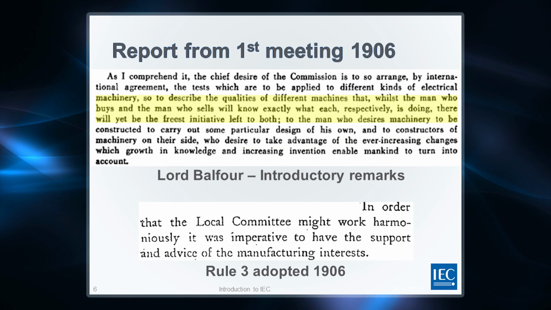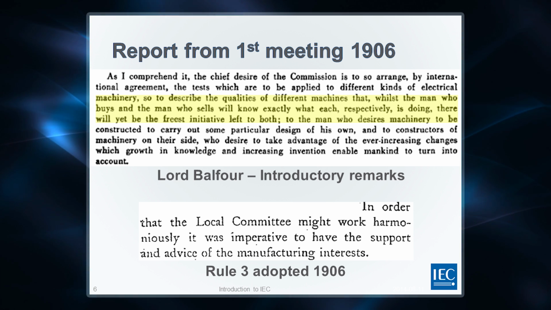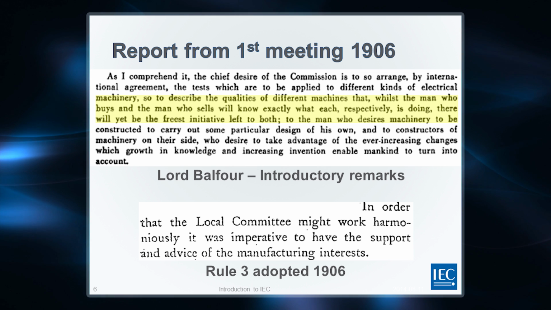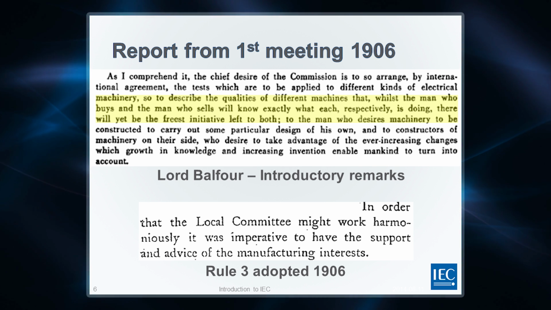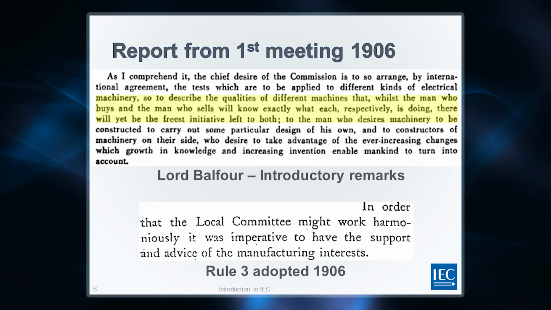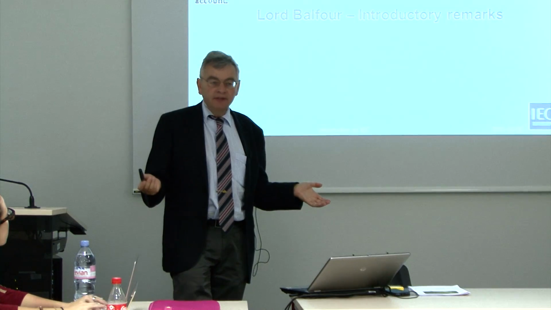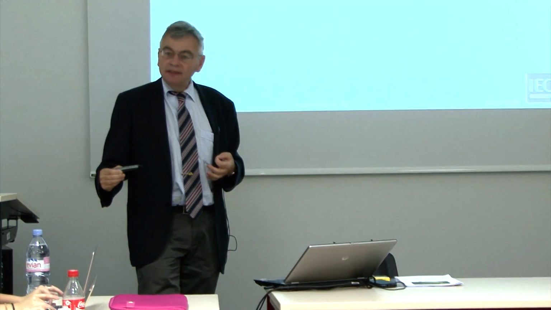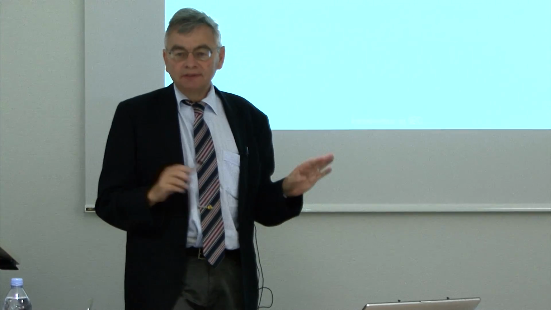They actually moved very quickly, because 2 years later the organization came into existence. And right at the beginning, there's something which was said by Lord Balfour, who opened the organization's first meeting, and which is perfectly valid today. If you look at those lines highlighted in the middle: to describe the qualities of different machines, so that whilst the man who buys and the man who sells will know exactly what each respectively is doing, there will be the freest initiative left to both, to the man who designs the machinery. In other words, it's a way of reaching agreement between a buyer and a seller on what you're buying and selling. And that's actually perfectly true today. There's nothing said in there, apart from the rather sexist way of looking at it, that's not true today. If you take that part out, it's still perfectly valid. So that was said 110 years ago.